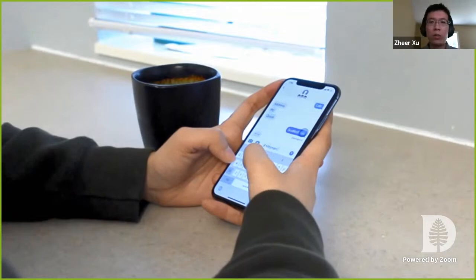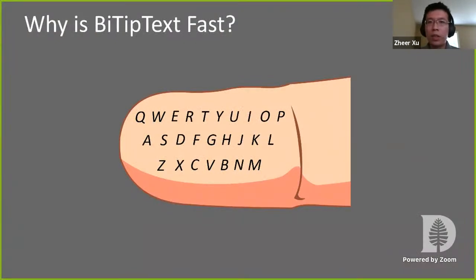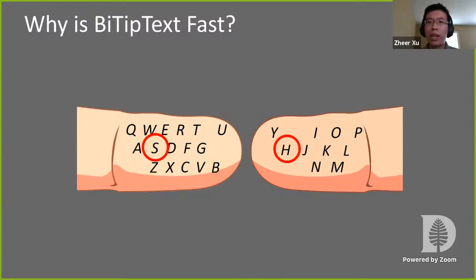Here, I will briefly talk about why this is the case. In tip text, keys are super small, and they are very close to each other. For example, letter S and H can be easily confused by the system. In bi-tip text, these two letters are on two different fingertips, and within two separate spatial models, they are no longer going to be confused. Therefore, the input clarity has been significantly improved, and the decoder can be more accurate in predicting target word. Thus, typing speed can be improved.